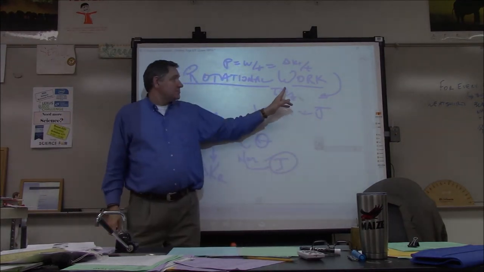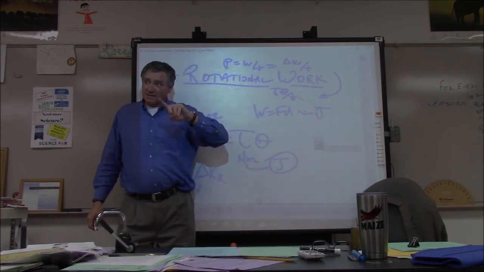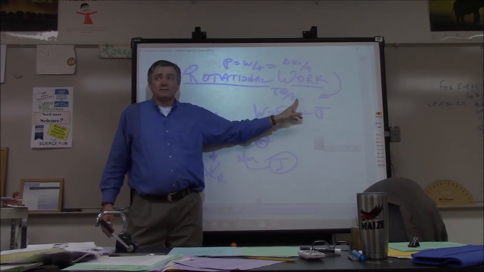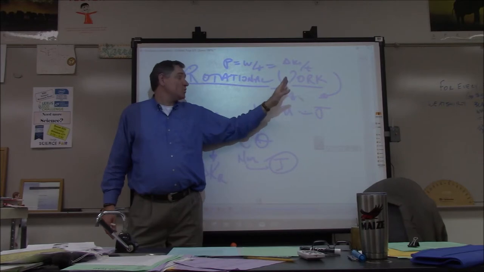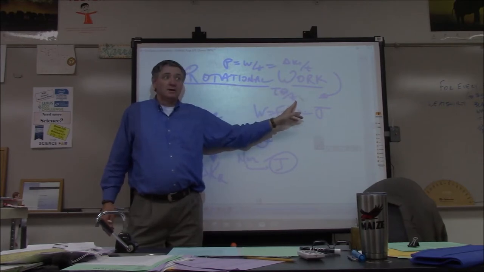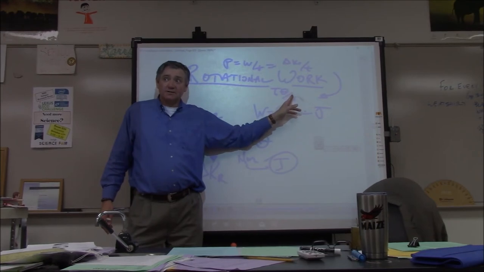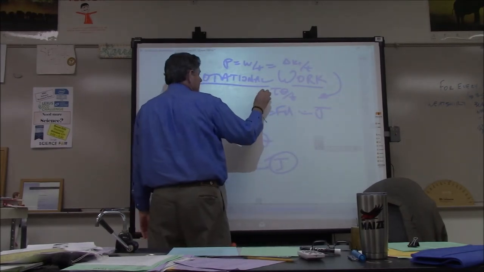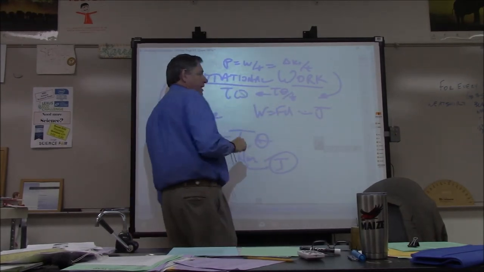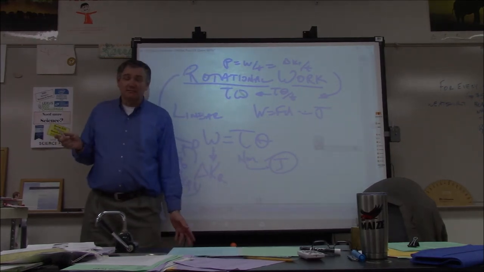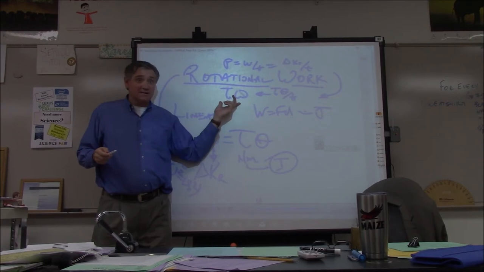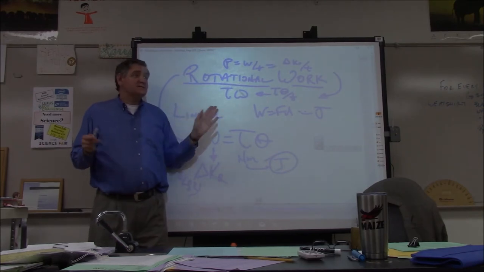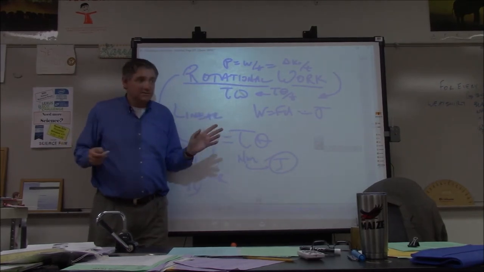Now, think about this. If it's spinning at a constant velocity, what's another way that we can write theta over time, radians per second? Well, what if this was distance over time? Velocity. Since it's theta over time, it's angular velocity, right? So power can also be written as torque times omega, because that's joules times radians per second. So there's a whole bunch of different ways that you can look at power. It just depends upon the situation.